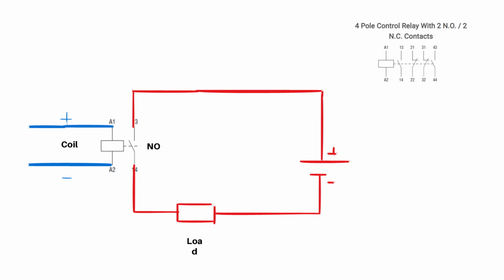You can have a relay with one normally open contact, or one normally closed contact, or it can be a 4-pole as shown at the top right corner, where we've got two normally open and two normally closed contacts. In the next video, we're going to talk about the contactor, which works exactly the same way as the relay.